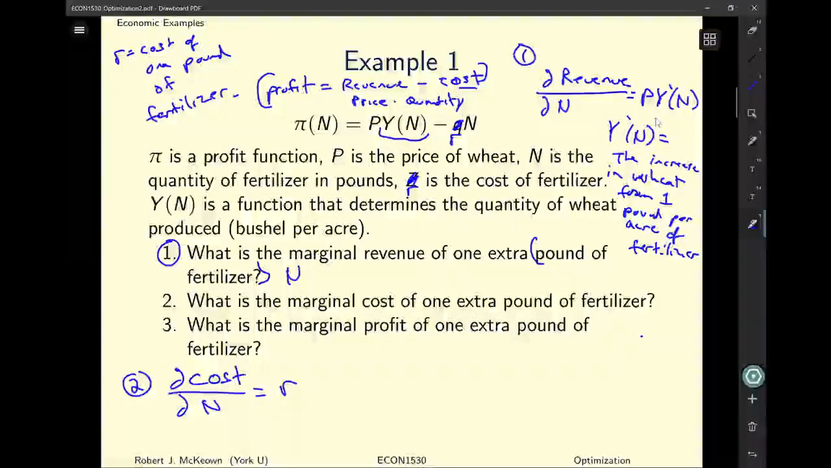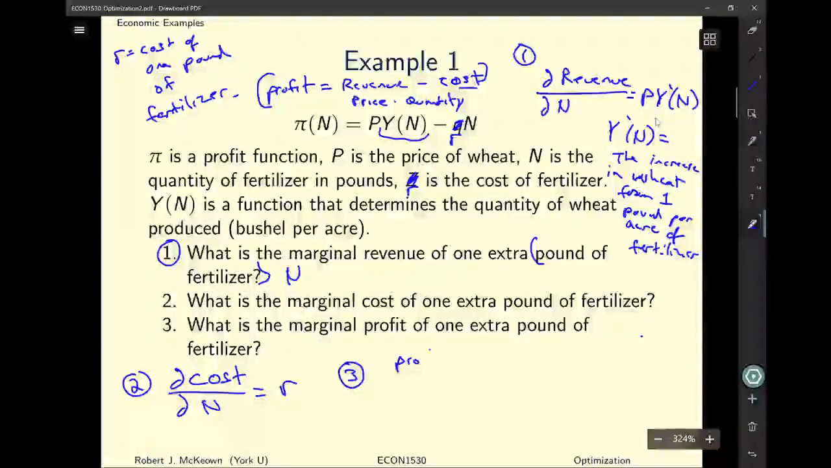What's the marginal cost of 1 extra pound of fertilizer? It's the cost of a pound of fertilizer. Really straightforward. That's because of the example. It's not always going to be that straightforward. 3. What is the marginal profit of 1 extra pound of fertilizer?